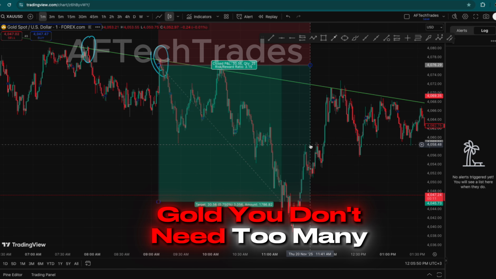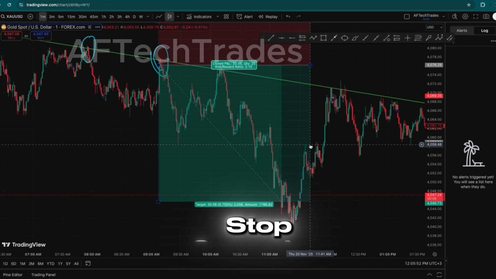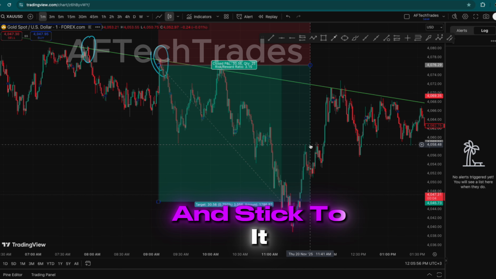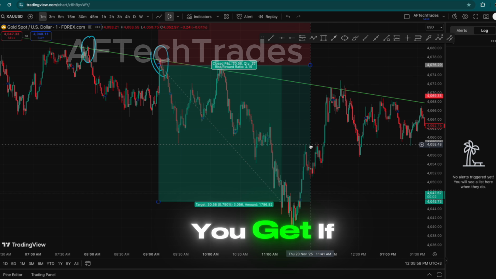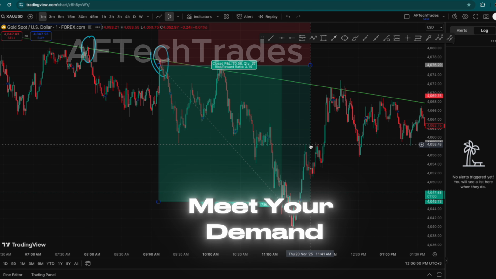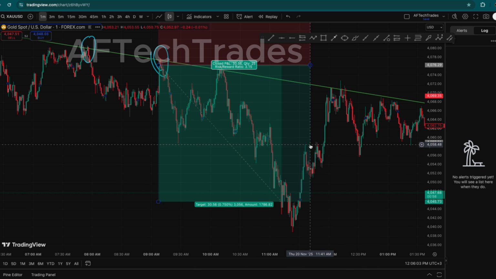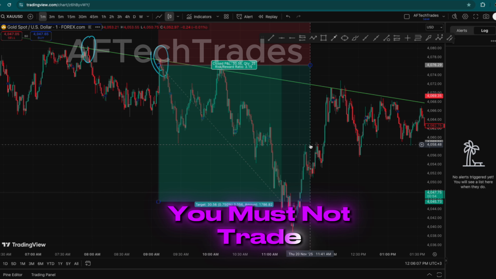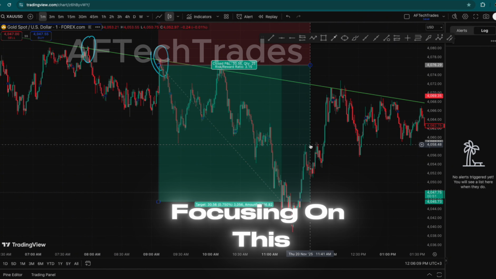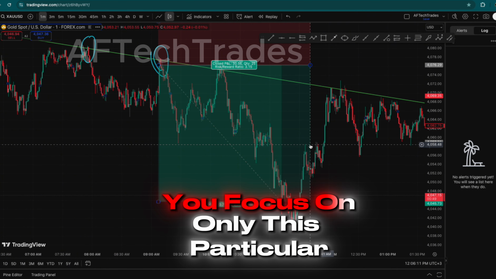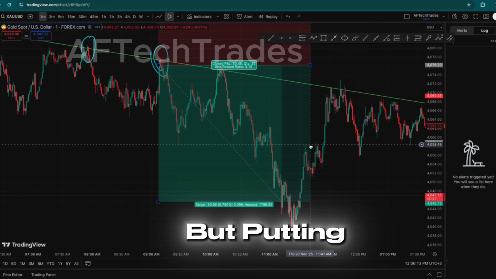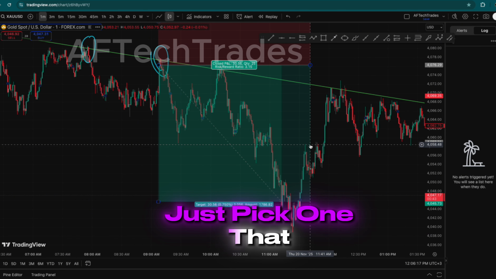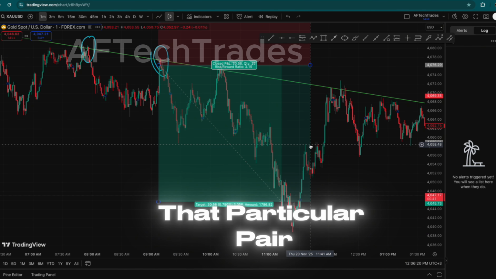Gold, you don't need too many strategies in trading gold. Stop stressing yourself. Just get one simple working strategy and stick to it. If the market didn't meet your demand, then you leave it. If the market didn't meet your strategy, you must not trade. If you are focusing on this particular strategy, you focus on only this particular strategy, because putting too many strategies will just confuse you. Just pick one that works perfectly for that particular key.